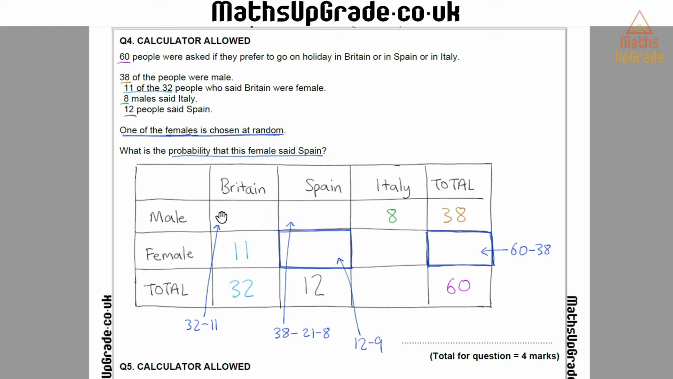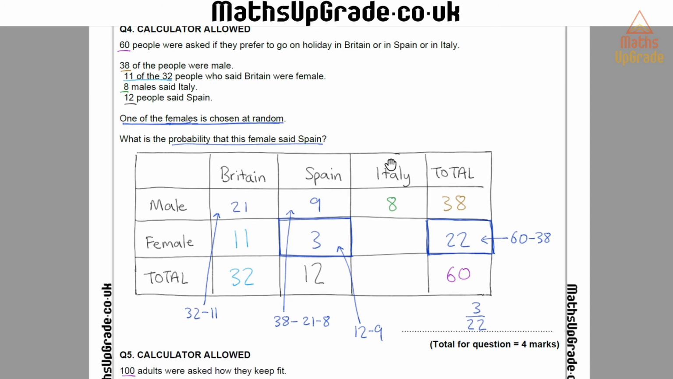If I find this cell first, 32 minus 11 would give us this cell. Then I can find this cell, since this row would only have one number missing. And once I found that cell, I can find this cell, since I've only then got one number missing in that column. I can also find this cell, since I can do 60 minus 38. That would give us these values here. You can find these other values here, but there's no need for this question. So always think about the most efficient way of doing these and try and save yourself some time.